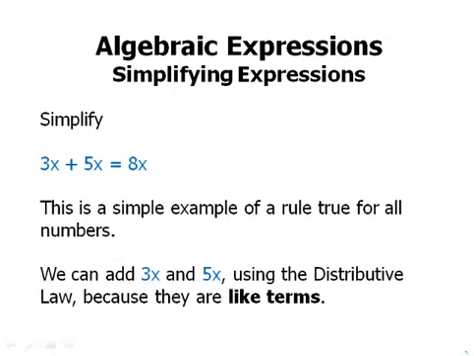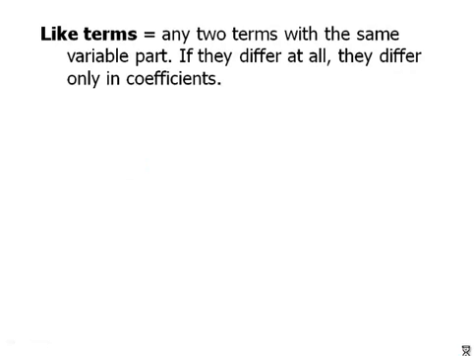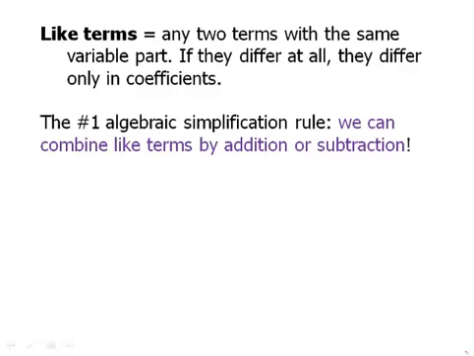Now what do we mean by like terms? Like terms are any two terms with the same variable part. If they differ at all, they differ only in coefficients. The number one algebraic simplification rule: we can combine like terms by addition or subtraction. And in essence, we're just adding or subtracting the coefficients.